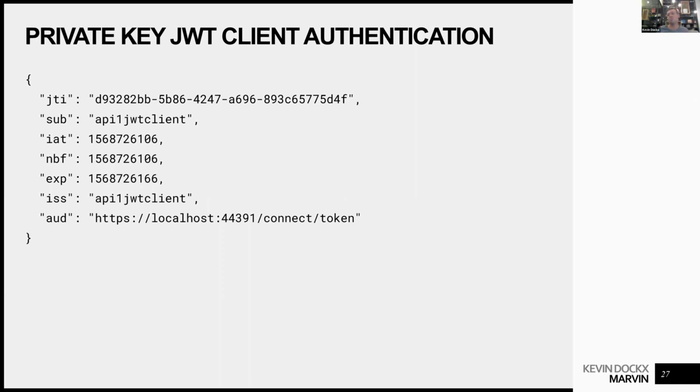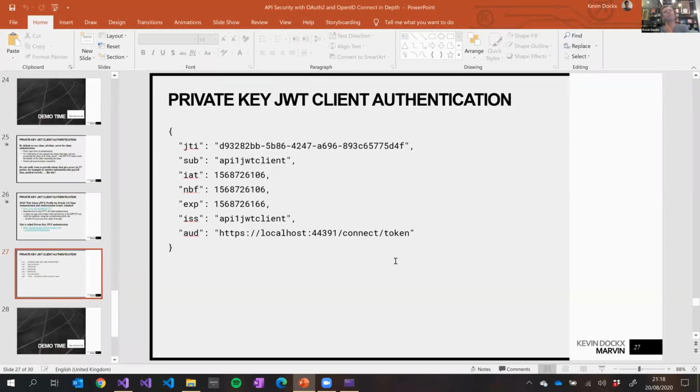The issuer is again the client application that's going to request an access token. And the audience, and that's important, is the token endpoint at the level of the identity provider. Because that token endpoint is where we are going to send the request to get an access token. All right, let's see how we can implement that.